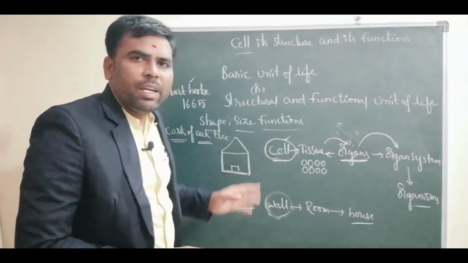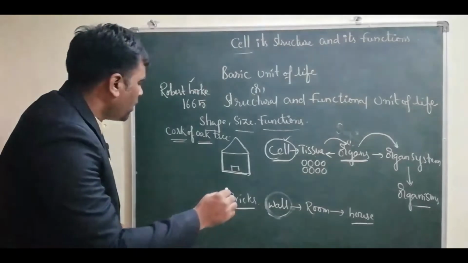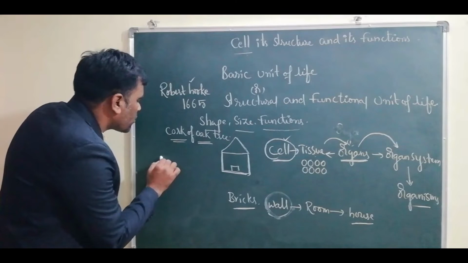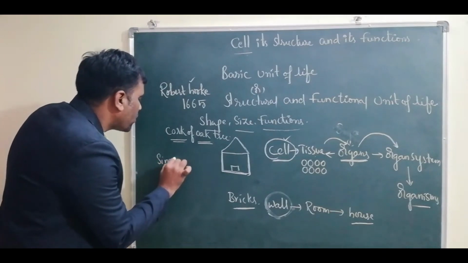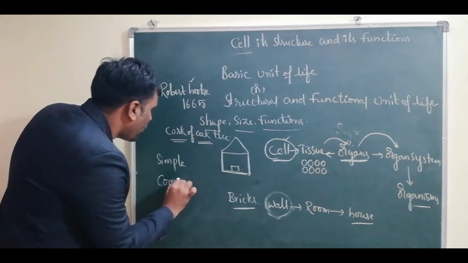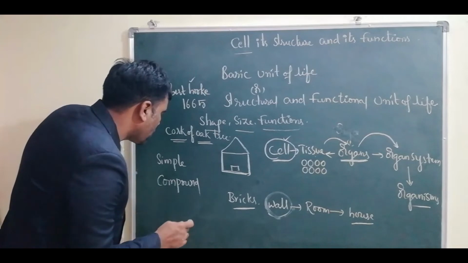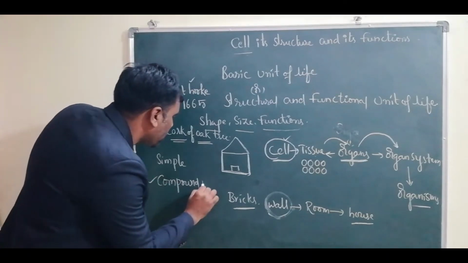The cell is very tiny. It is a microscopic unit. But how can we see them? We can see them only by using a microscope. There are types of microscope. One is simple microscope and another is compound microscope. The compound microscope is used in our school laboratory.